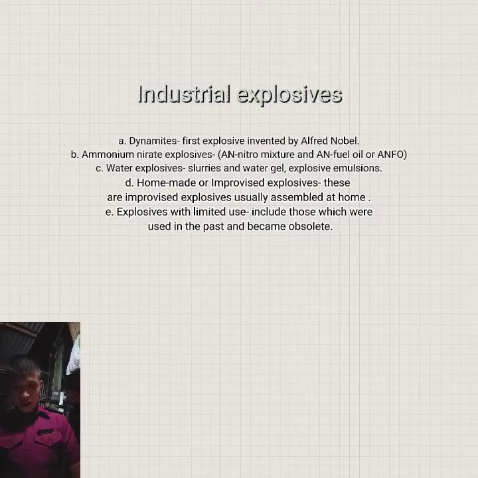Now, the fourth example is homemade or improvised explosive. These are improvised explosives usually assembled at home. These are easy to assemble. The number 5 is explosives with limited use. These include those which were used in the past and became obsolete.